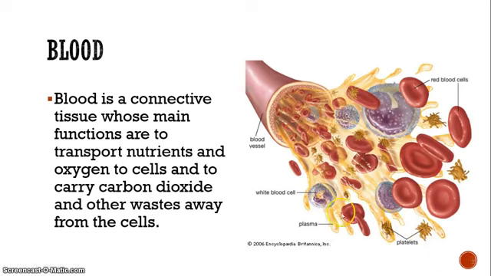So plasma, as you see here, is the liquid part of the blood. The red blood cells, which are right here, transport nutrients, oxygen, carbon dioxide, and wastes. The white blood cells, which are the purplish color, aid in fighting infection, and the platelets, which are these little jobbies right here, are important for blood clotting.